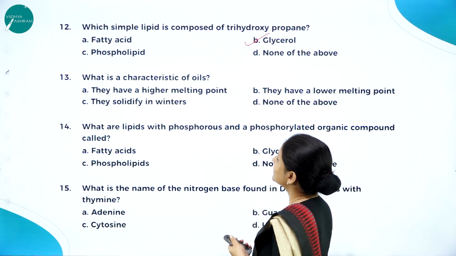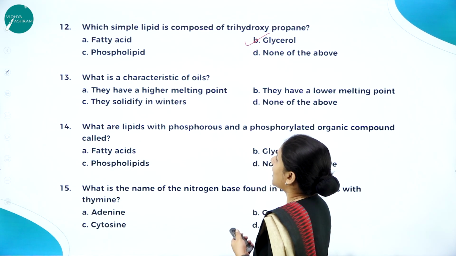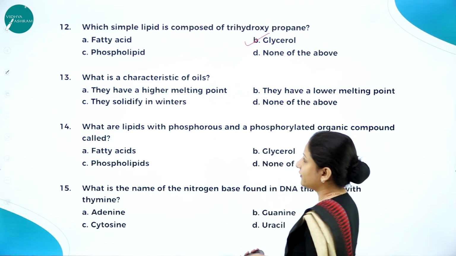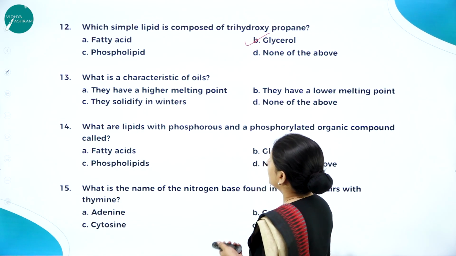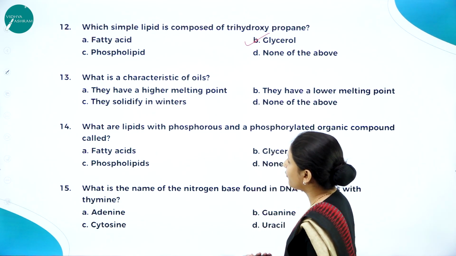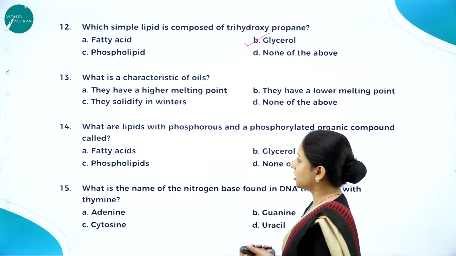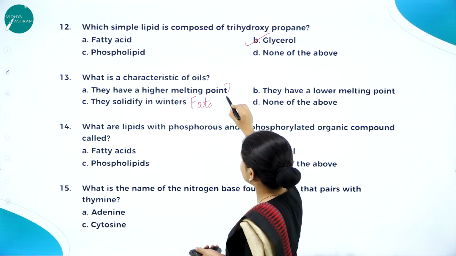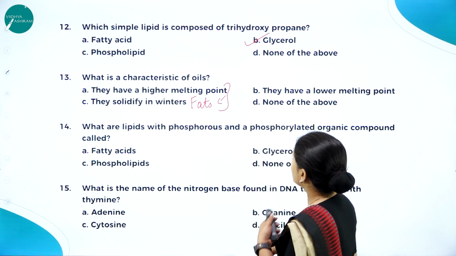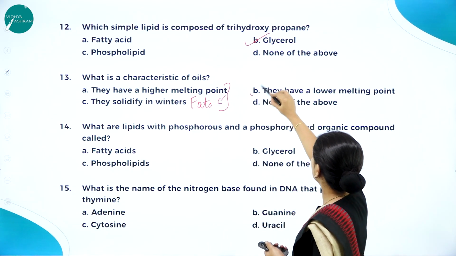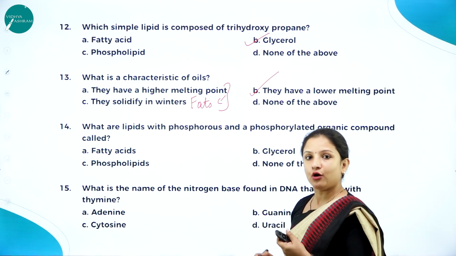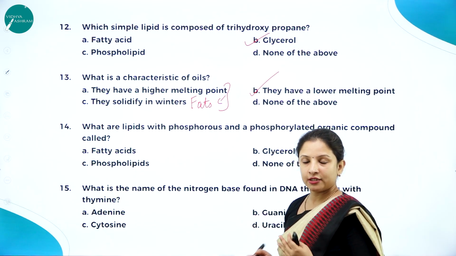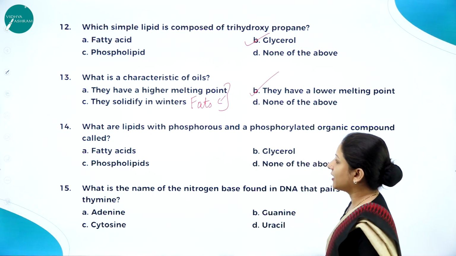Next question, what is a characteristic of oils? They have higher melting point, they have a lower melting point, they solidify in winters, none of the above. Having a higher melting point and solidifying in winter is for fats. It's not for oils. For oils, they have a lower melting point. That is why oils, even in winter, remain in the liquid form itself. They don't solidify. So option B is the right answer here.